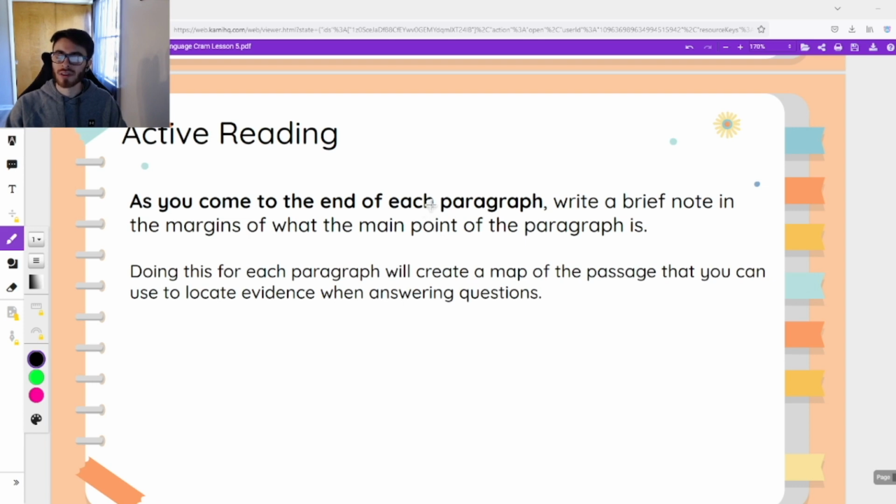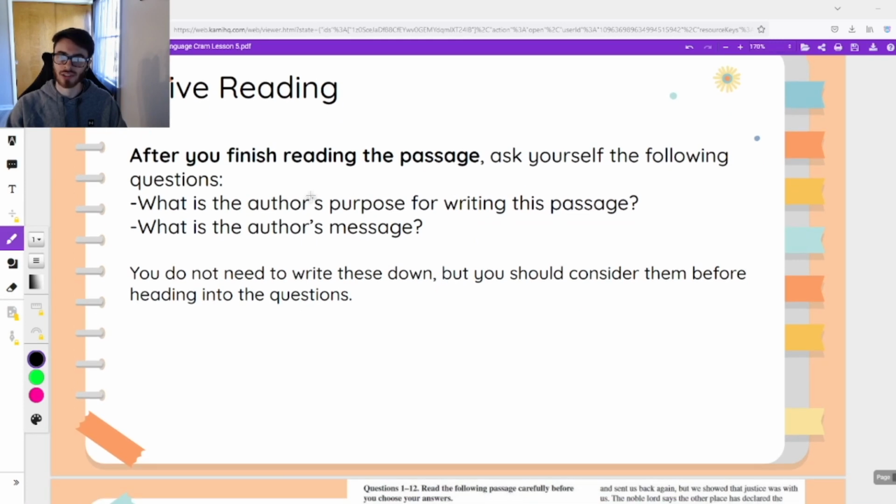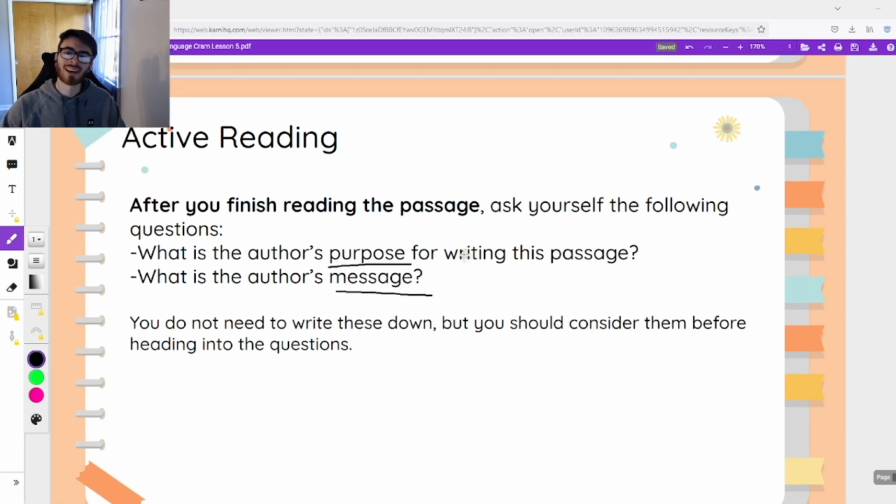And there is one final part to active reading, and that's what you do when you come to the end of the passage. After you finish reading the passage, ask yourself the following questions. What is the author's purpose for writing the passage, and what is the author's message? Those are two elements of our rhetorical situation, right? We can have a pretty good idea of what those are earlier on in the passage, but by the time you get to the end, we should have a definite idea. We should definitely know what the purpose is. We should definitely know what the author's message is.